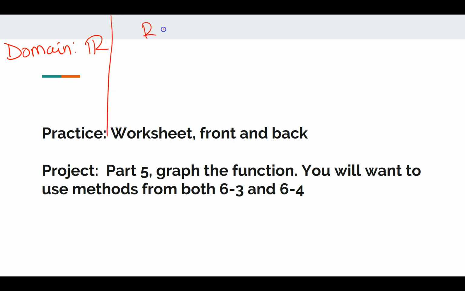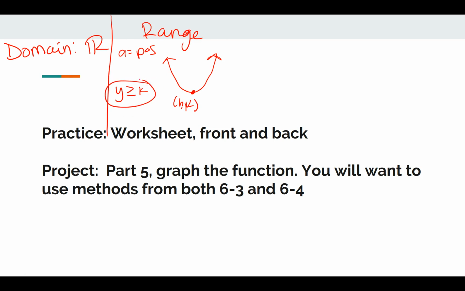The range is going to be different for each of you. It depends if you're opening up or opening down. If your a value was a positive number, which means your parabola looks like this, your range is going to come from your vertex. Range is your y values, right? So if you're opening up, all of your y values have to be bigger than or equal to your vertex. So here you would say my y's are greater than or equal to my k.